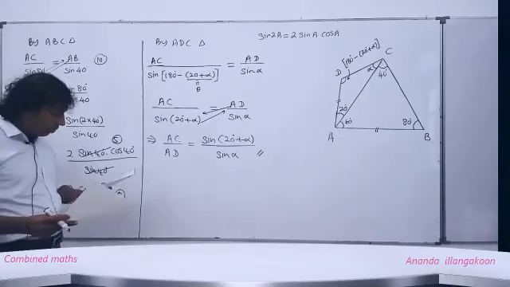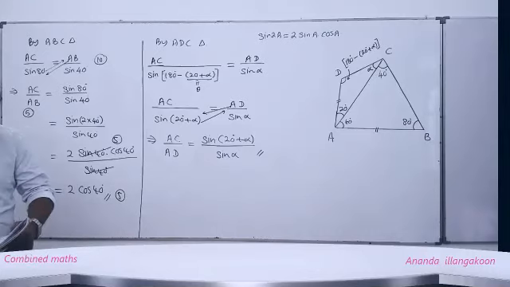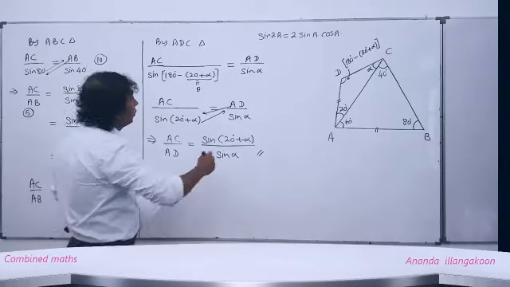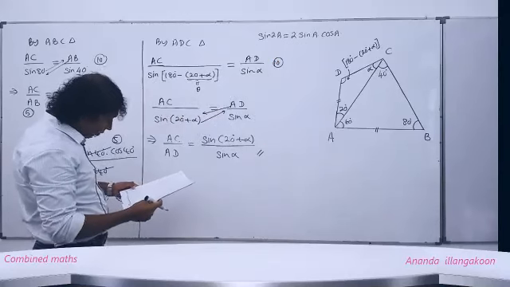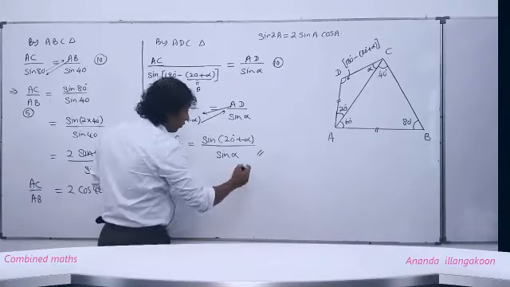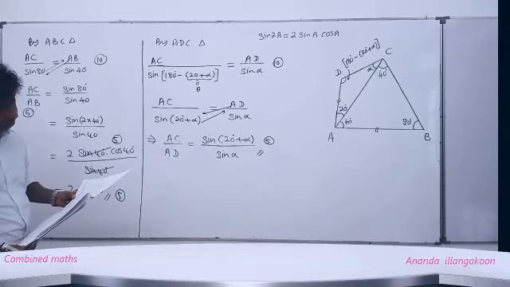Here also, I'll explain the marks distribution. Applying the sine rule to the triangle, 10 marks are given. And obtaining the result this way, we get another 5 marks.